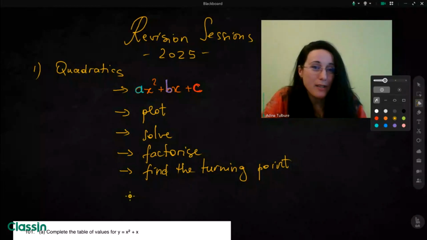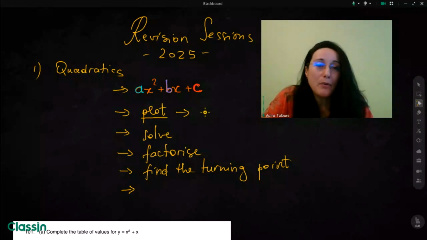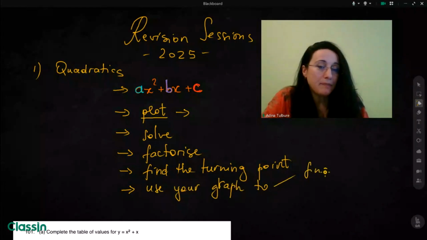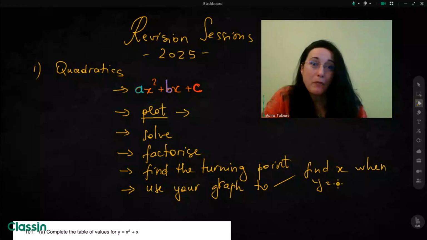And also quadratics are very useful, especially for higher paper and extended paper, to find the intersection points or solve graphically. So after you plot it, you have to be able to solve the equation graphically. Sometimes they ask you to give the value of x when they give you the value of y. And they ask you to use your graph. So let's put it here: use your graph to find x when y equals, sometimes they give you a constant, sometimes they give you a line.